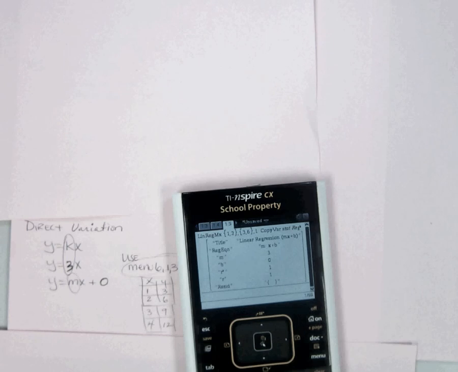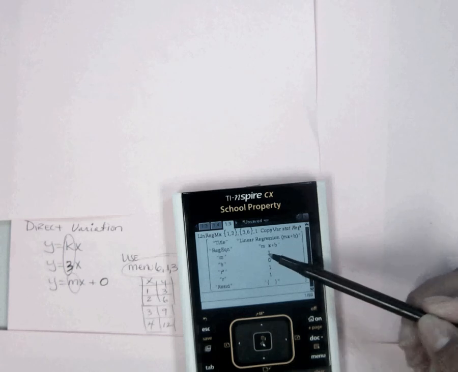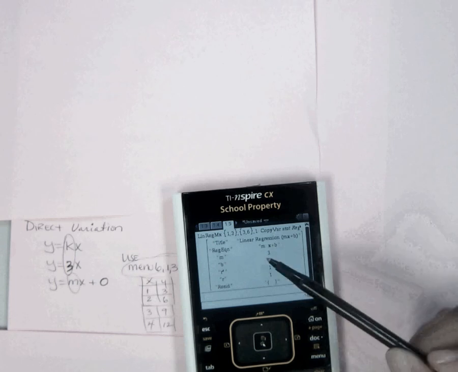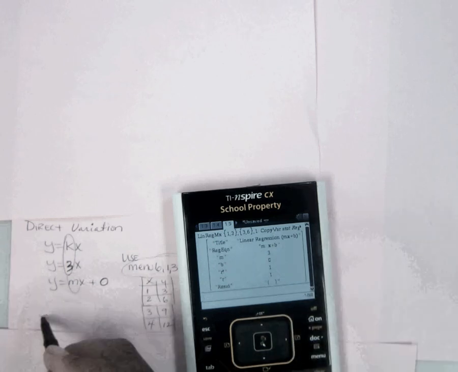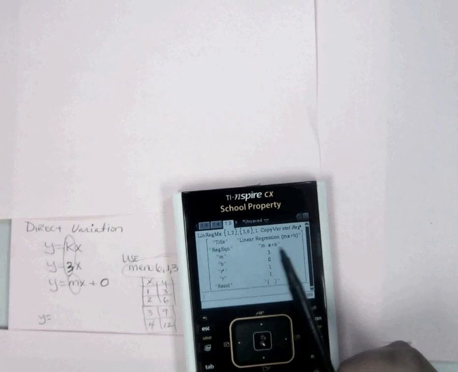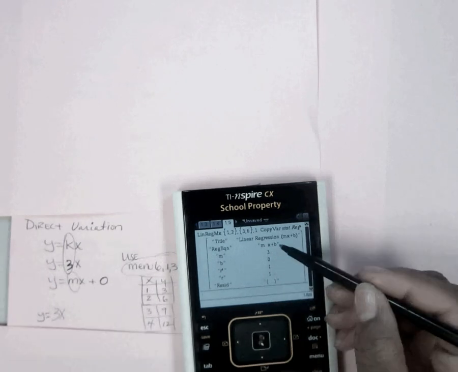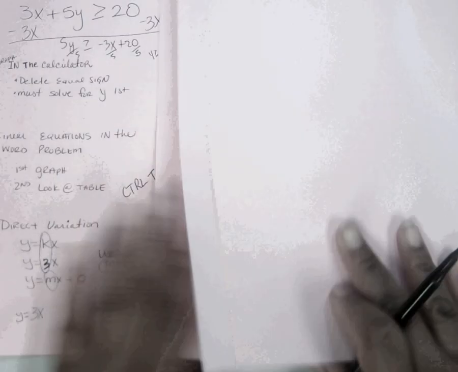Enter again. And it tells me y equals 3x plus 0. Let me say that again. y equals mx plus b, and m is 3, b is 0. I don't have to write it. Okay, we're done with that.